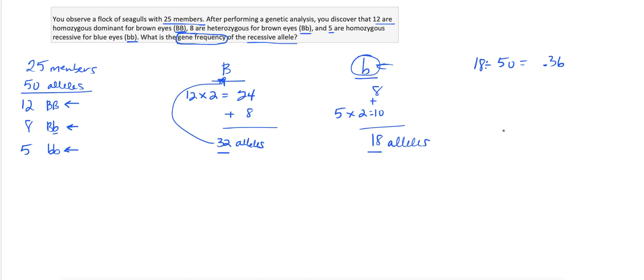If the question asked us for the percentage, we would just multiply this number by 100, right? And that allele frequency would be, or the allele percentage would be 33%. So I hope that was helpful.